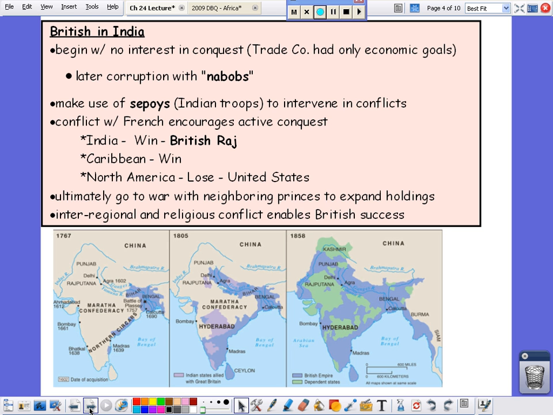Now that sends most Americans into fits of, but we're awesome. But we are. England called India the crown jewel of the British Empire. This was their golden goose. This was the most valuable piece of real estate they had.